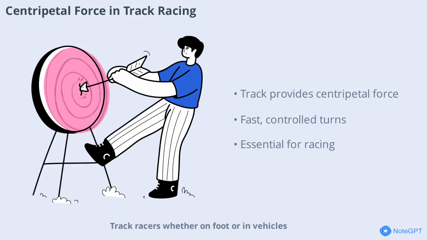Track racers, whether on foot or in vehicles, rely on centripetal force to navigate curves at high speeds. The track's design and surface provide the necessary inward force, allowing for fast, controlled turns. This principle is essential for competitive racing.